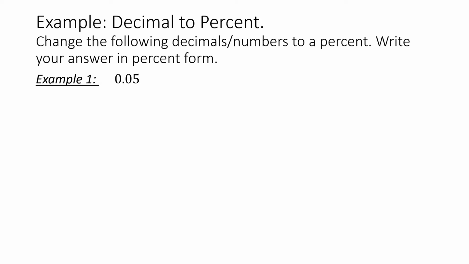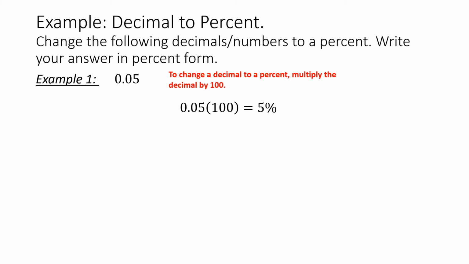So changing decimals and numbers to a percent, let's look at example 1. We have 0.05, and to do this, there's actually a couple of ways. I focus on one particular method, and that is to change a decimal to a percent. I'm just going to multiply that decimal by 100. So to get my answer, I'm going to do 0.05 times 100, and that's going to give me 5%.